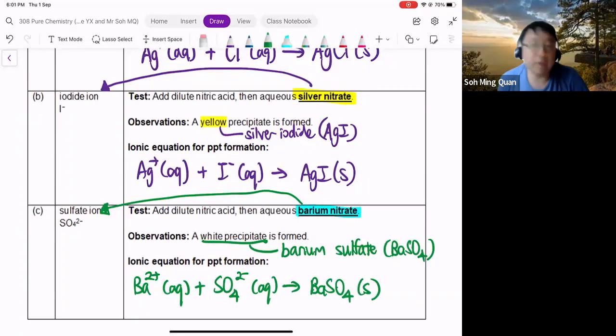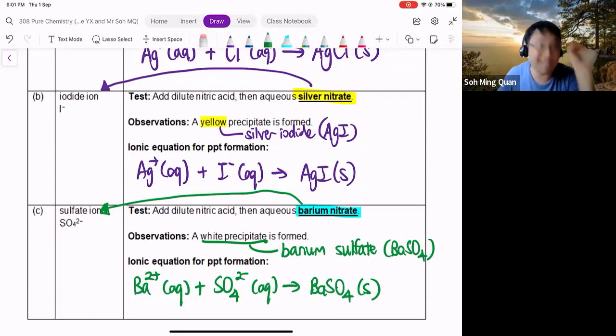Okay? Now, learning this is important. As you can see, I again group these together. A, B, C are all precipitates. Just that for chloride and iodide, to test for it, we add silver nitrate. To test for sulfate, barium nitrate. So you've got to link it. What do you add? I added barium nitrate. Barium nitrate means testing for sulfate. You've got to link it this way in your head.